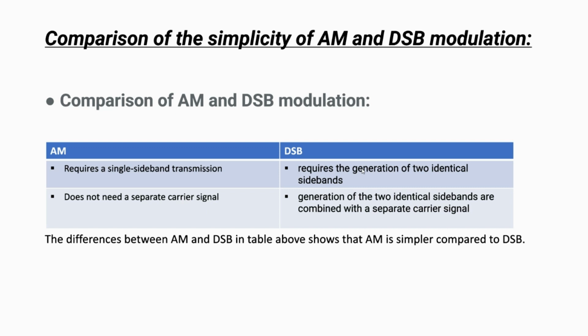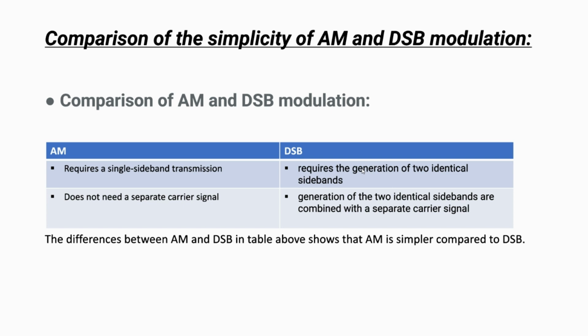Okay, so let's compare AM and DSB modulation in terms of simplicity. Modulating signal is typically an audio signal that is being transmitted over a radio frequency carrier wave for which it does not need a separate carrier signal. Hence, only a single sideband transmission occurs. The result is a modulated signal that can be transmitted over a long distance.